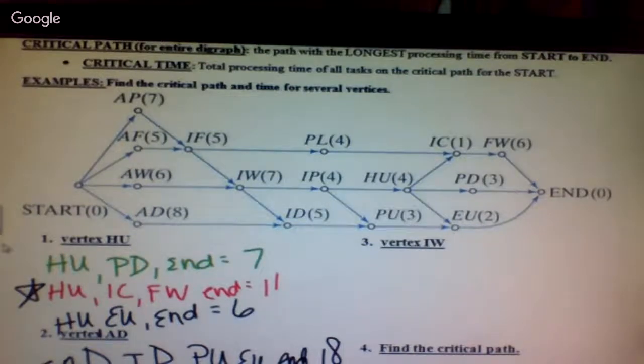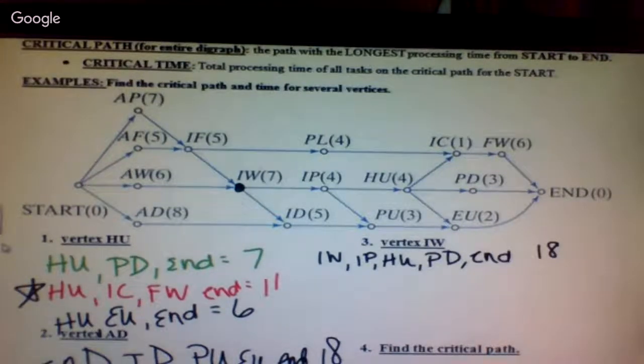Number 3 wants us to start at IW. You said IW to where? IP. IP to where? HU. PD. To the end. So that's 7, 4, 4, and 3. That's 14, 18. 18 for that one.